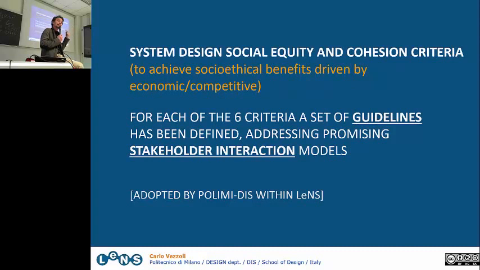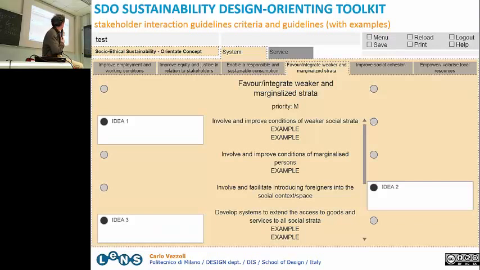Again, as for the environmental criteria, we have guidelines for all of these 6 socio-ethical criteria that we have been developing. So we developed it from the guidelines. And again, the guidelines are on a level of stakeholder interaction, not how to design a product, but more in terms of stakeholder interaction. Here again, there is the example of the sustainability design orienting toolkit, and here you will be using the idea generation table with the 6 criteria and with the guidelines inside and with a link to the examples and so on.